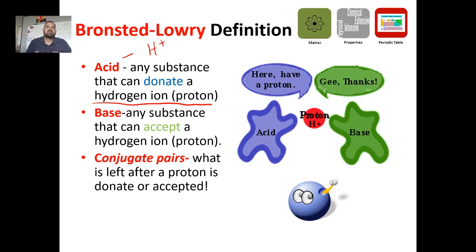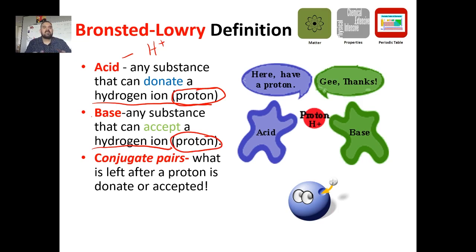It doesn't change until you talk about bases. A base is any substance that can accept a hydrogen ion. An acid gives hydrogen away. A base accepts hydrogen. And just know that we also refer to the hydrogen ion as just a proton. So acids are proton donors and bases are proton acceptors.